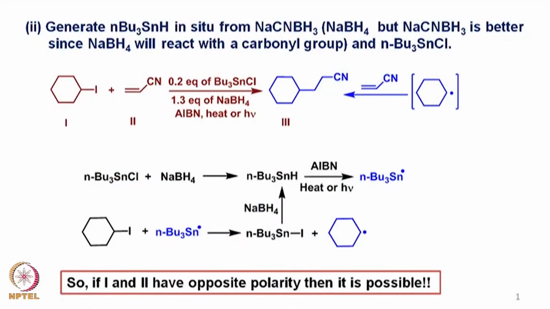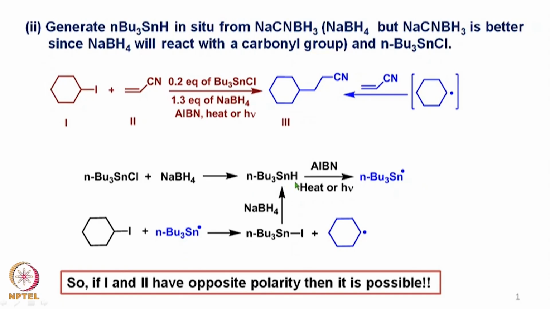One can also generate tributyltinhydride in situ by using sodium cyanoborohydride or even sodium borohydride, but sodium cyanoborohydride is a better alternative than sodium borohydride because sodium borohydride does react with a carbonyl group. And along with the sodium cyanoborohydride or sodium borohydride, one can use tributyltin chloride in catalytic amount. So what exactly happens is the catalytic amount of tributyltin chloride reacts with, say, sodium borohydride or sodium cyanoborohydride to make the corresponding tributyltinhydride.